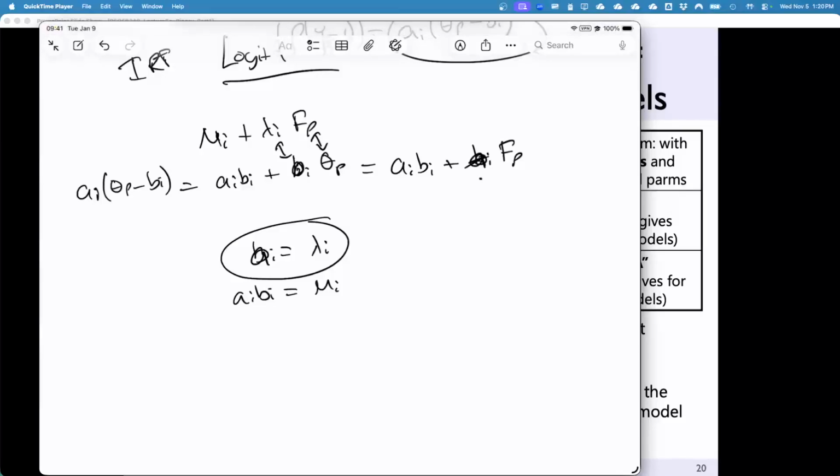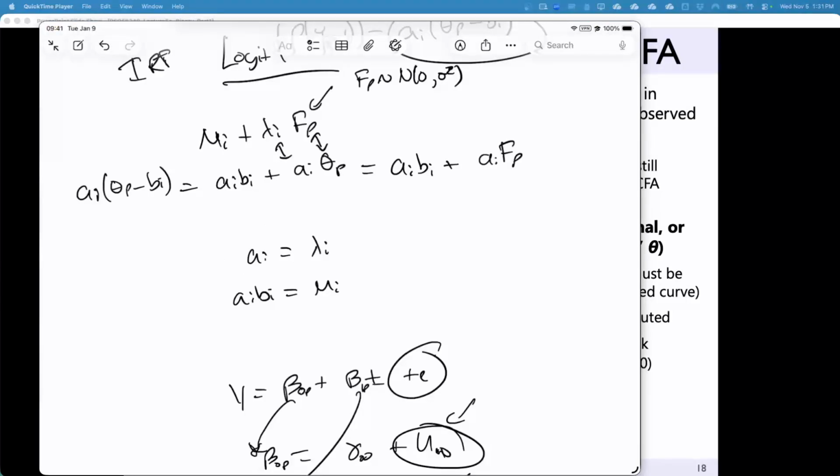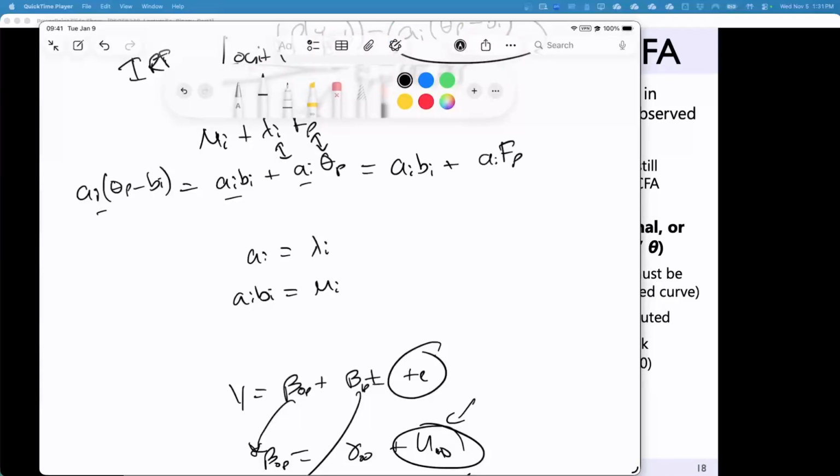All right, I think we're back. So what I was saying before the break is if we multiply A through and rearrange terms a little bit, then it's a_i times b_i plus a_i times theta, which really means A is the factor loading. So here, in factor analysis, we would call this the factor loading.